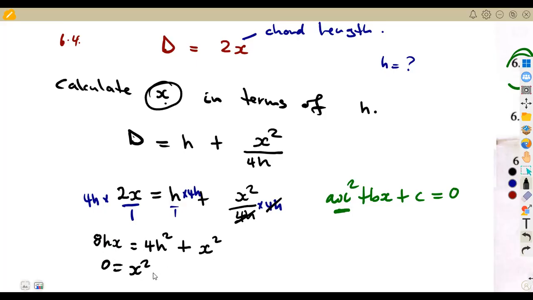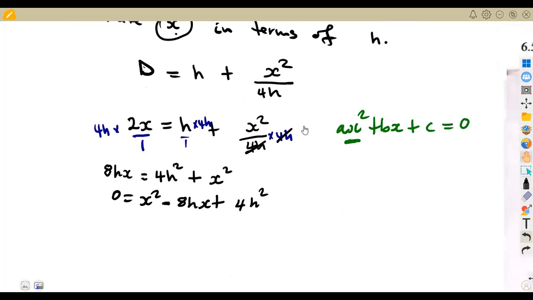We take this, the term with h is going to be negative 8hx. 4h squared, there is no h here, as there's no x here. As you can see, we do not have x. So if there is no x, it means that is a constant. So the 4h squared that we see here is our constant. So we're just going to write it as 4h squared. The constant, there's nothing to be added or subtracted from it. So this is the equation that we have at the end, which is a quadratic equation, like I said before.